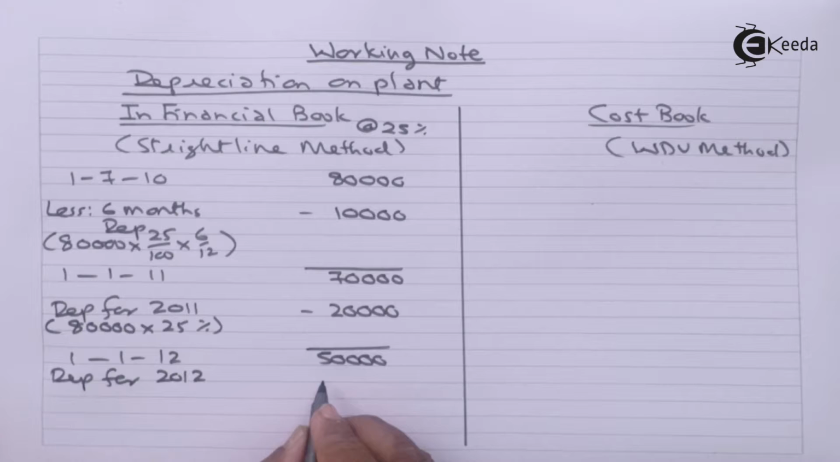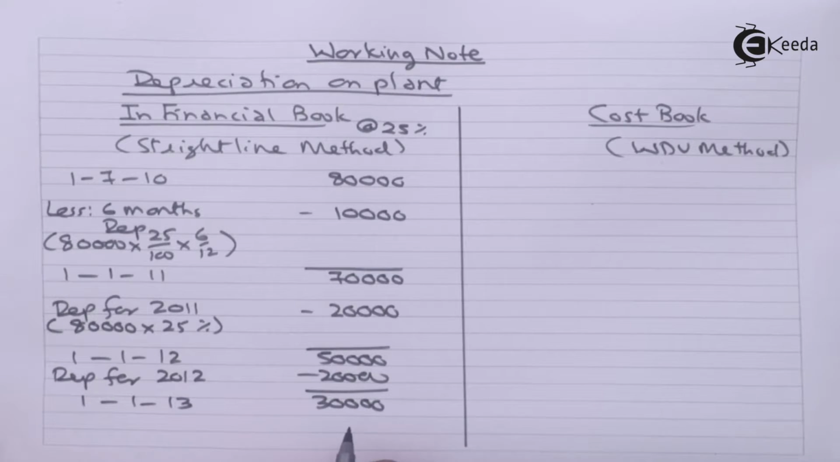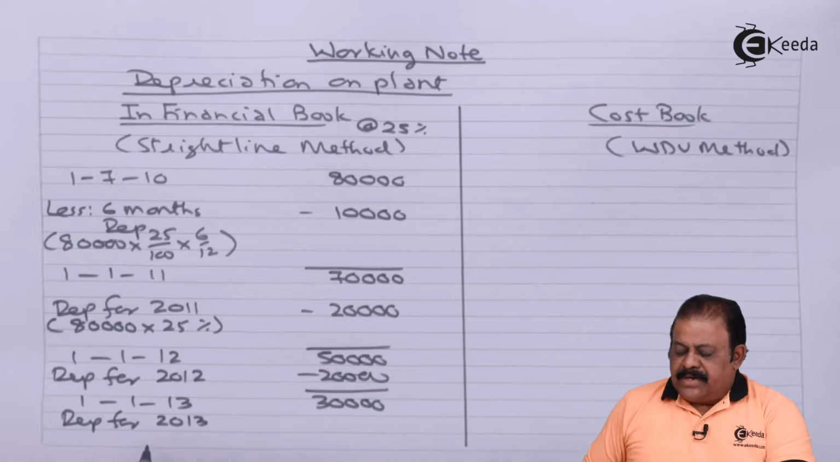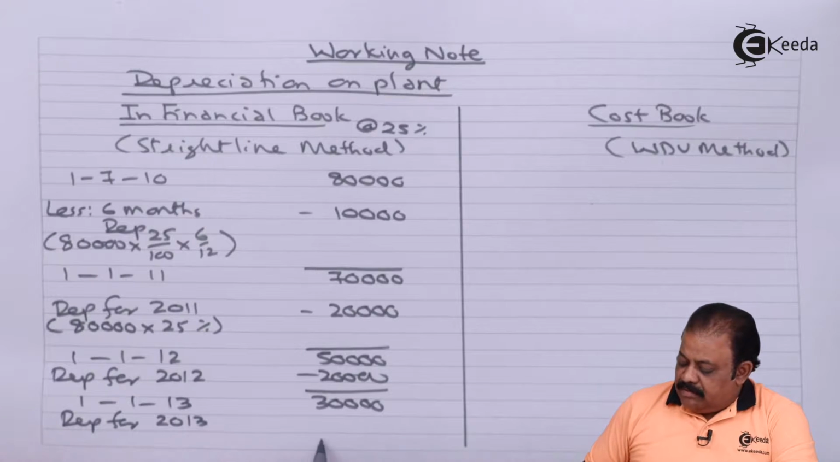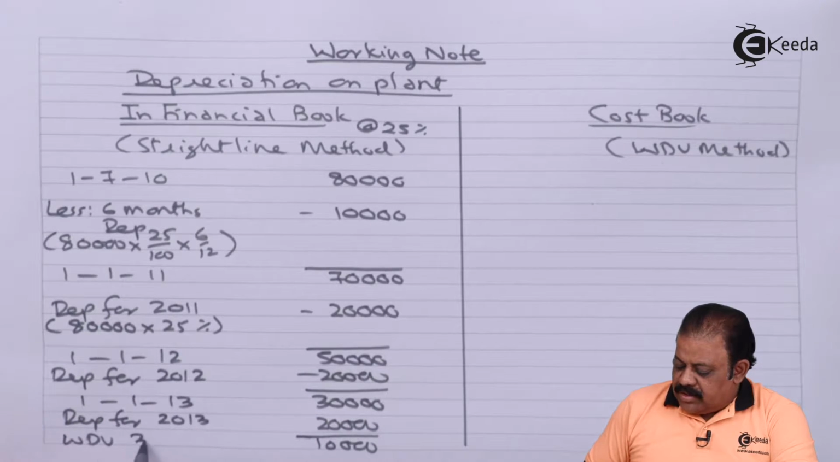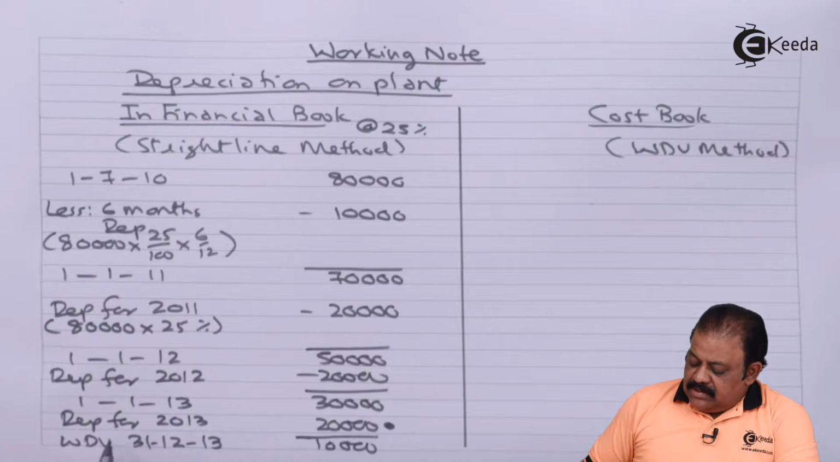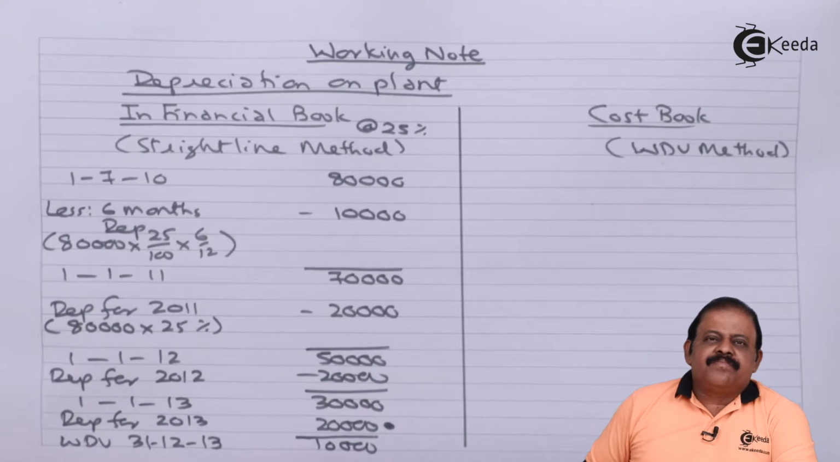Depreciation for 2012, again 20,000. So on 1st January 2013, value is 30,000. Now depreciation for the current year 2013, it will be 20,000. So this is WDV as on 31st December 2013. This is the value we are required to consider here for reconciliation purpose, that current year depreciation is 20,000.